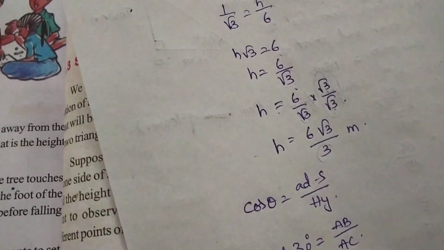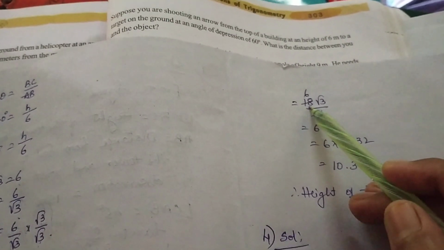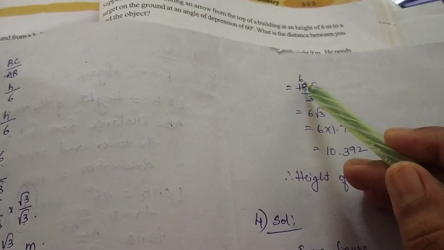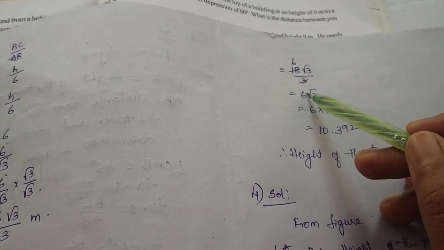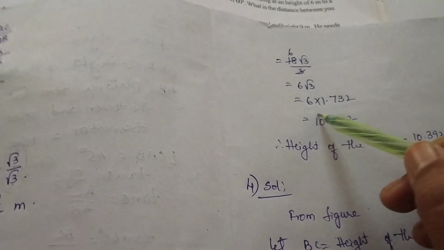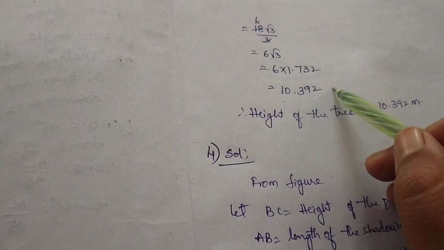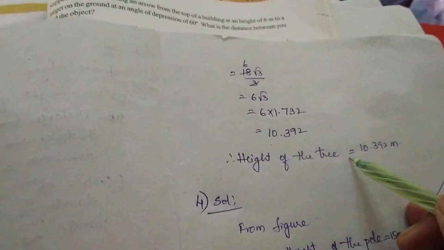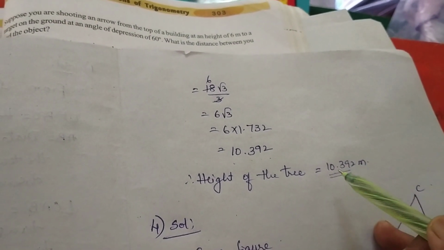And now if you simplify this, 6 root 3 plus 12 root 3 is 18 root 3 by 3. 3 in 18, how many times will it cancel? 6 times. So 6 root 3, and we know the value of root 3 as 1.732. After multiplication you will get 10.392 meters. So the height of the tree before broken is 10.392 meters.